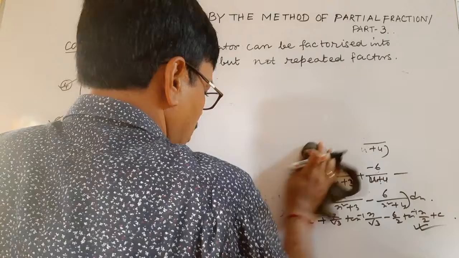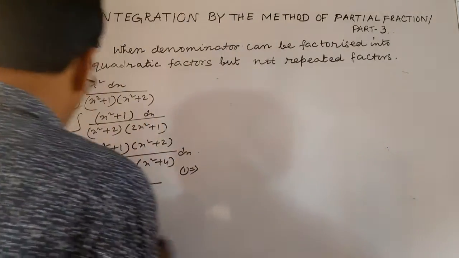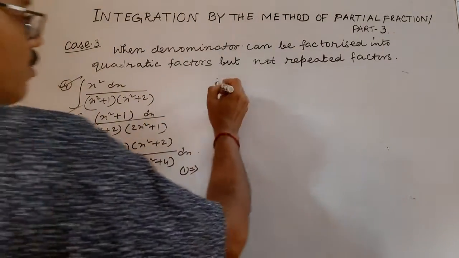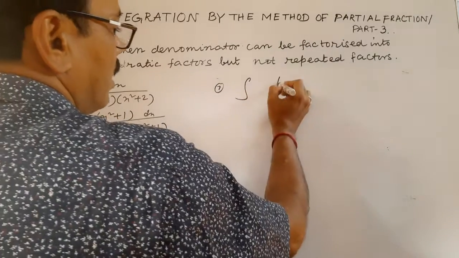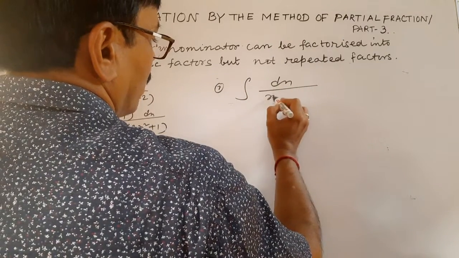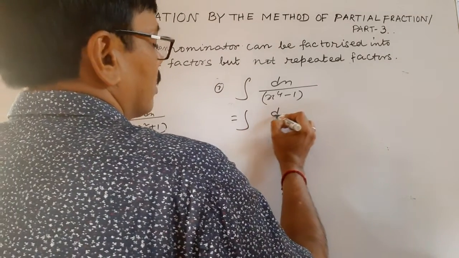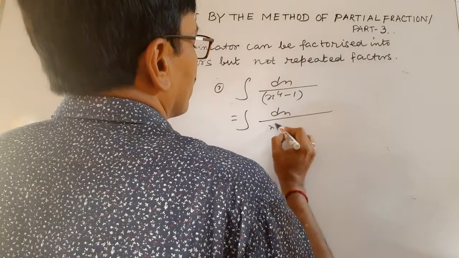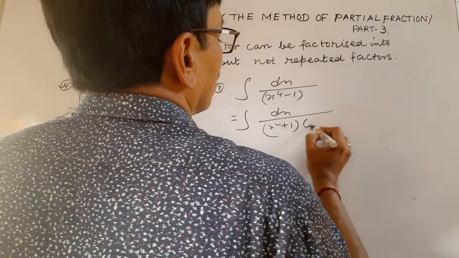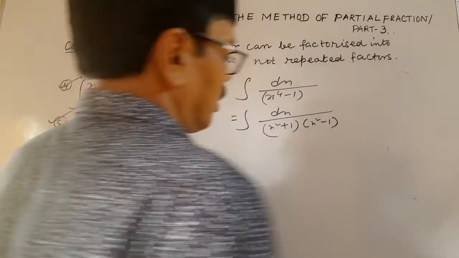Next, problem number 7: the integral of dx by x^4 minus 1. So we can factorize x^4 minus 1 into x square minus 1 and x square plus 1.